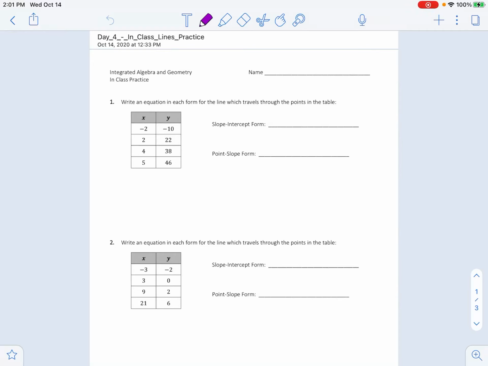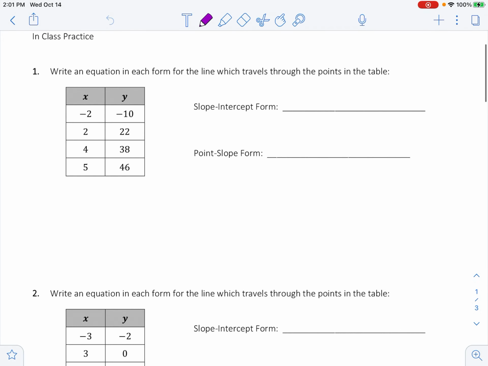All right, this is a little bit of in-class lines practice. So no new material here, just practicing what we've learned so far. Okay, so this one says write an equation in each form for the line which travels through the points in the table. So we have to do slope-intercept form and point-slope form.